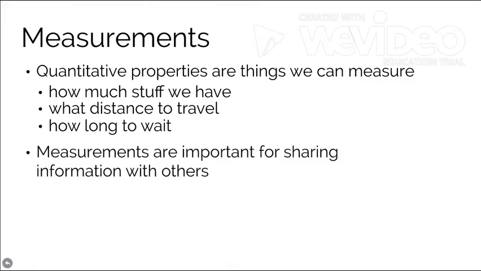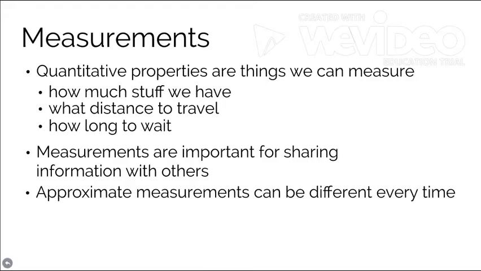And all these measurements, they're very important for sharing information with others. Like I said, if you're following a recipe, you want to know how long to cook your food for. You don't want to undercook it and you get food poisoning, or you don't want to overcook it and burn your food, right? Now we have all these ways to tell approximate measurements, but the thing is that they're not consistent. They can be different all the time.